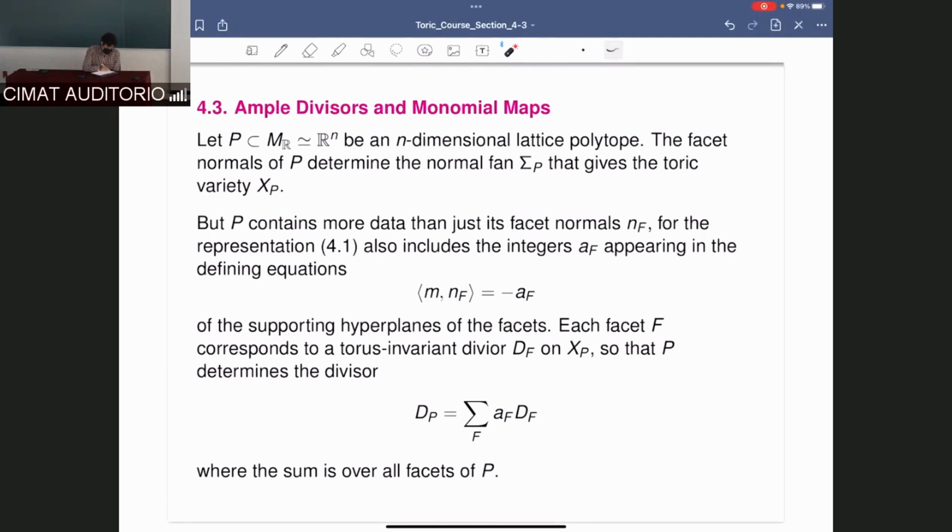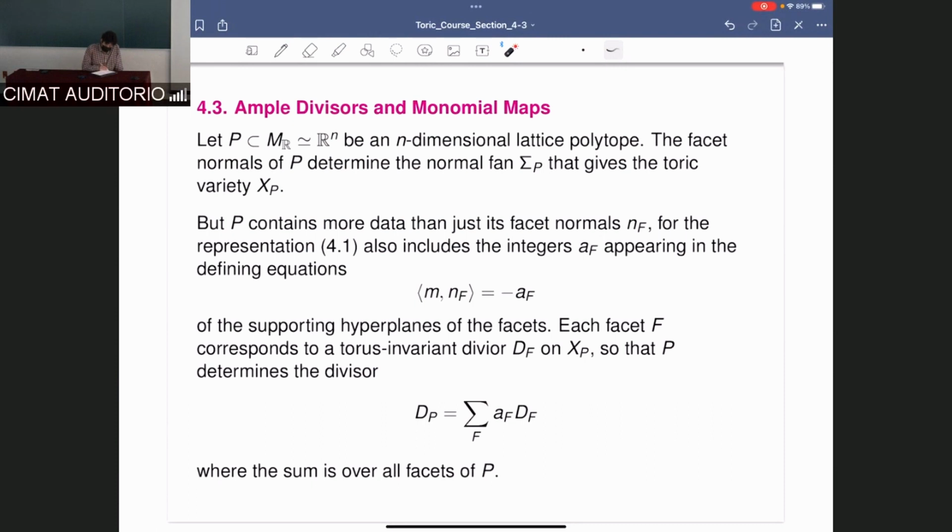So now, let's say a little bit about one of the uses of these polytopes. There is this notion that I will somewhat review of an ample divisor. It's one of the uses of these ample divisors in algebraic geometry and commutative algebra. Suppose that we have a polytope, and as we said, it's n-dimensional, and we are assuming today that they are lattice polytopes. The facet normals determine the fan, and that gives us the toric variety.